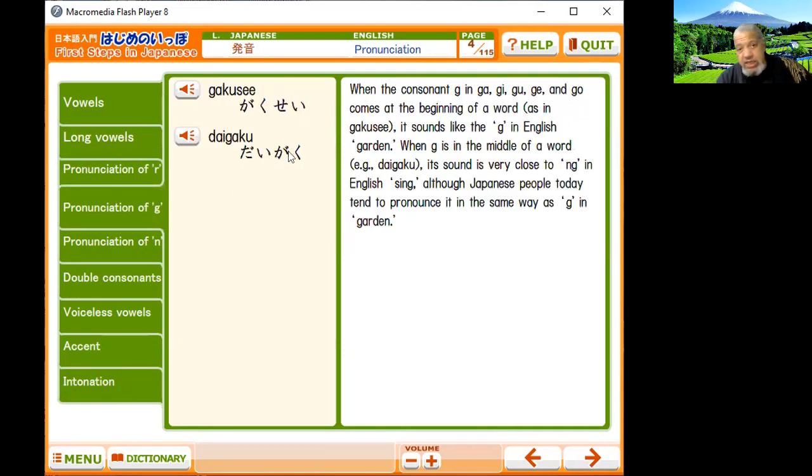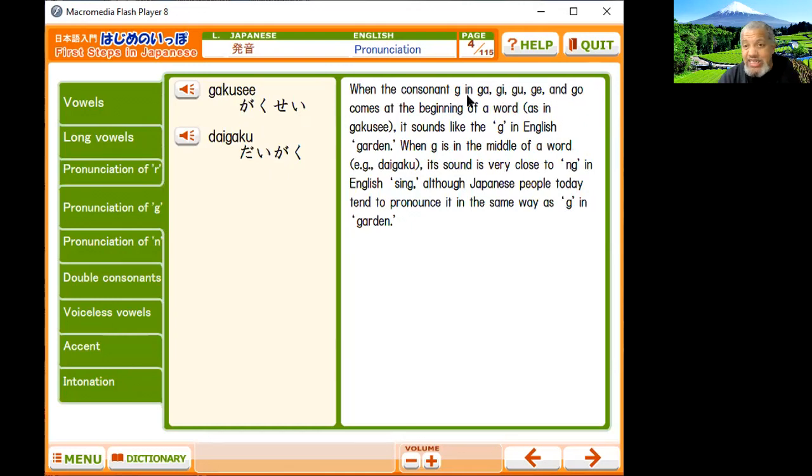Now, G is another thing. Gakusei, gakusei. Listen. 学生 Gakusei. Here's another one. Daigaku. 大学 Okay. Daigaku. When it's in the middle, there's a sort of an NG sound. So we have gakusei.